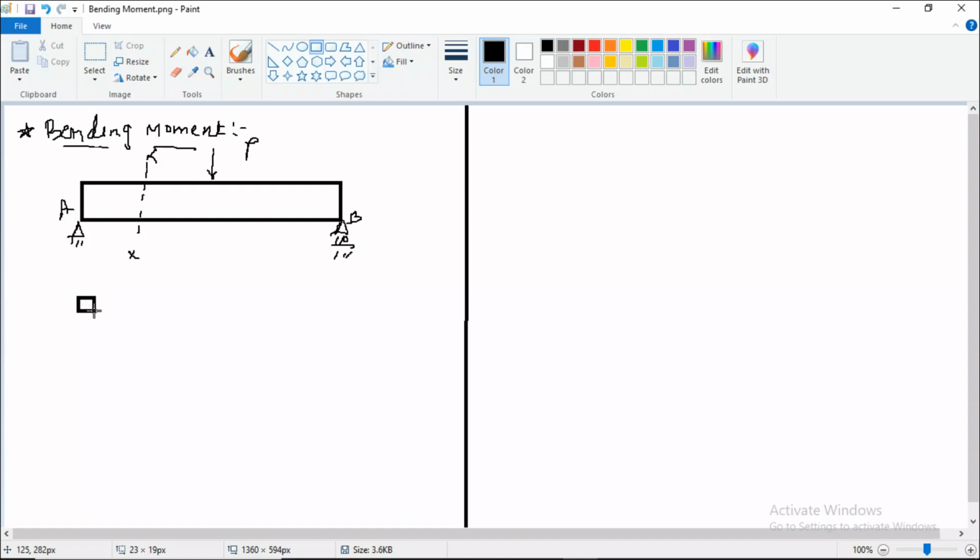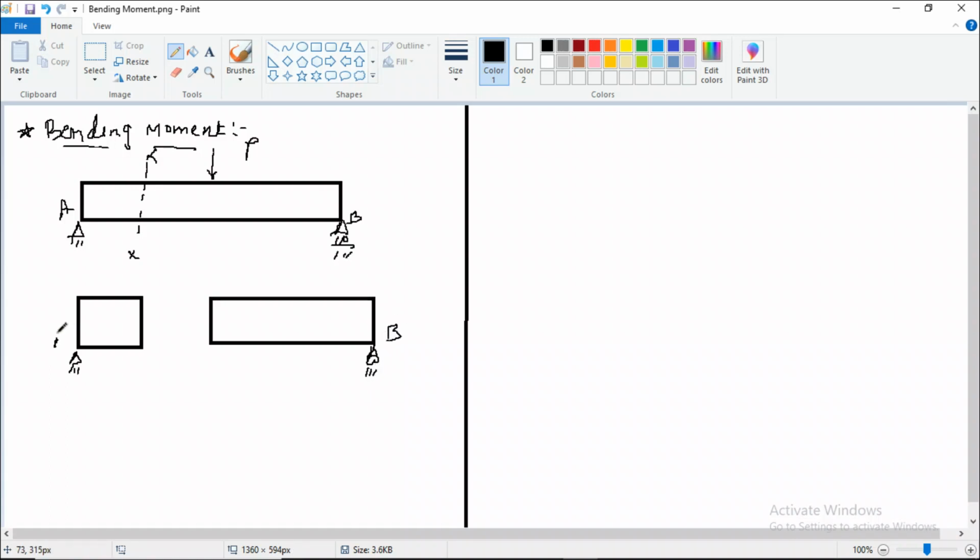So this is part number 1 and this is part number 2 of a particular beam. So this is left hand side, this one is right hand side, point B, this is point A. Here we have a reaction that is P by 2, and here also we have a reaction that is P by 2.